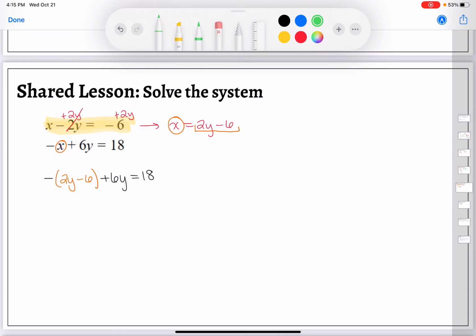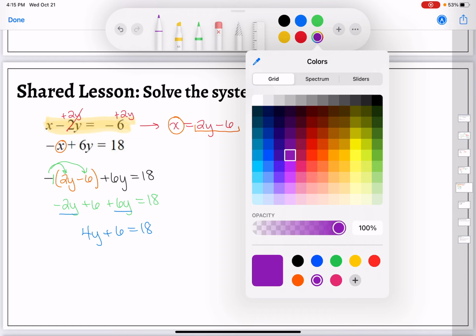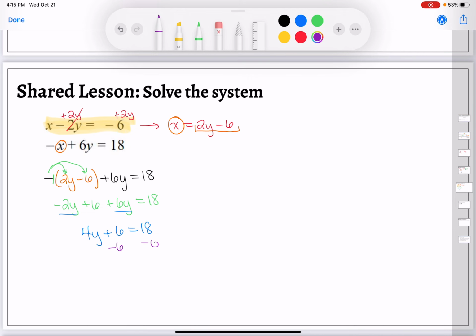Remember, this negative sign is really that invisible 1, so it's negative 1 that I'm going to distribute to both things in my parentheses. So I have negative 2y plus 6 plus 6y equals 18. Combine my like terms. I get 4y plus 6 equals 18. I'm going to subtract 6. I'm going to get 4y equals 12. And then I divide by 4. And I get y equals 3.